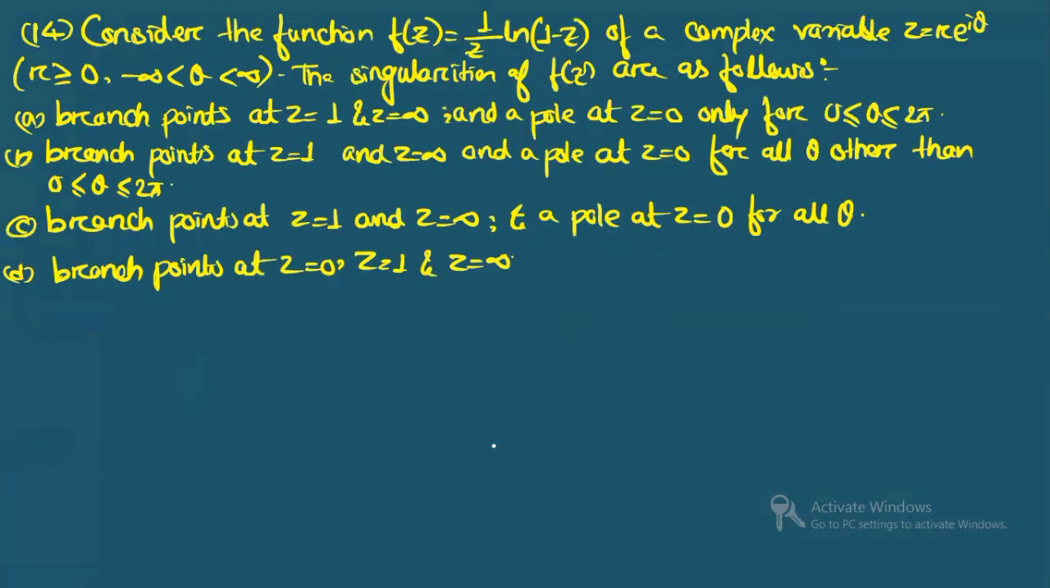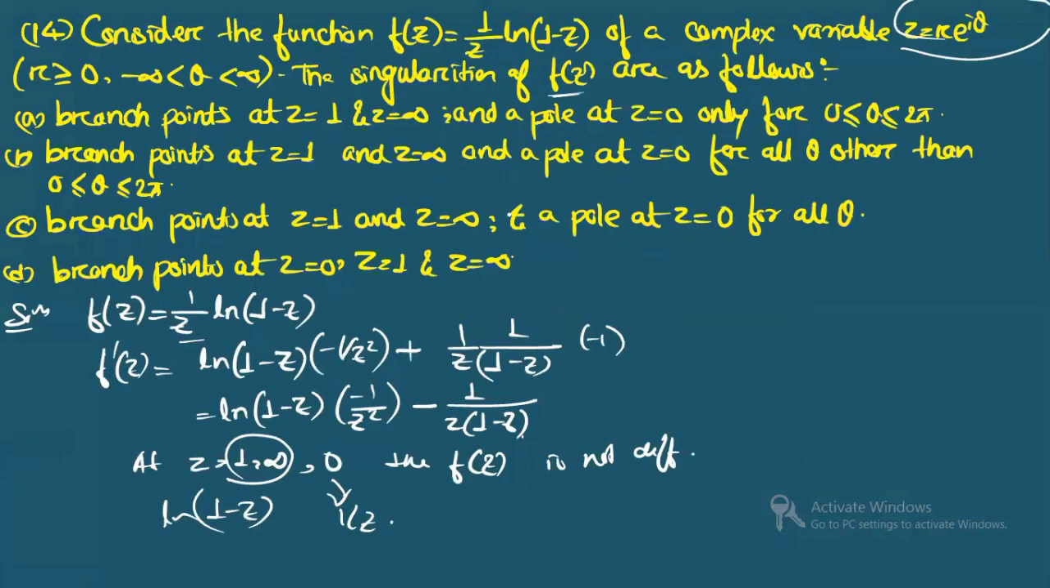All right. So the correct option is: here we have branch points z equals 1 and z equals infinity, and a pole z equals 0 for all theta other than theta greater than or equal to 0 but less than 2 pi. Here it was said only for this one. No, we have it only for all theta other than this. Here it was for all theta, so it is wrong. And here there is no condition mentioned.